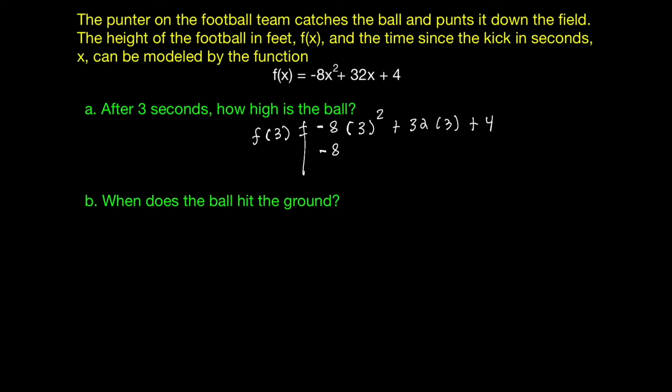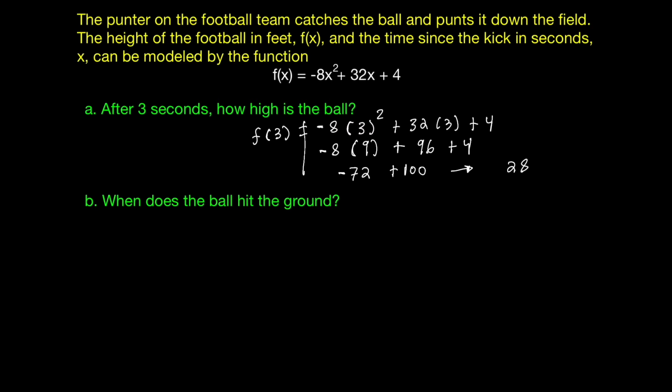So here we get a negative 8 multiplied with a 3 squared, so that's 3 times 3, giving us a total of 9. And then we're going to add 32 times 3, which is 96, and we have a plus 4. Now I'm going to do negative 8 times 9, which is negative 72. And here on the right, I'm going to combine the 96 with the 4. That totals to 100. Now finally, I'm going to do negative 72 plus 100, and that's going to give me a total of 28. So after 3 seconds, the ball was 28 feet in the air.